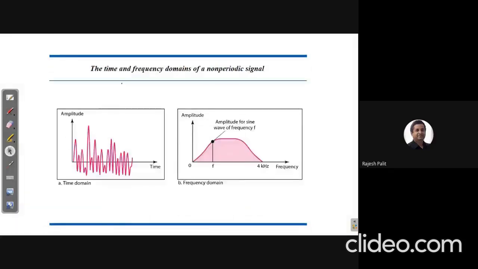Now if we look at a composite signal that is non-periodic, you see in this signal there is no repetition. It is just a random signal. That means non-periodic, or sometimes known as aperiodic. If we decompose this, it is a mixture of continuous frequencies, not discrete frequencies.